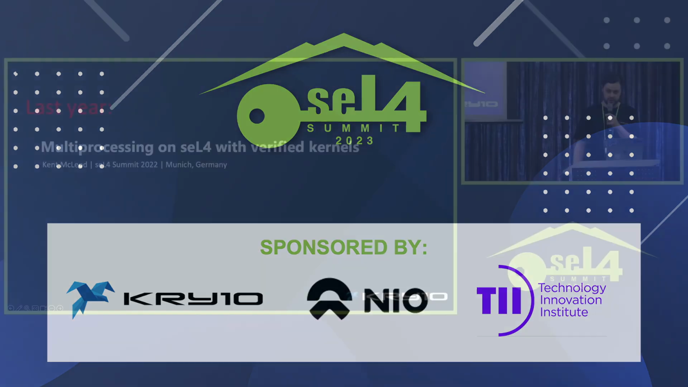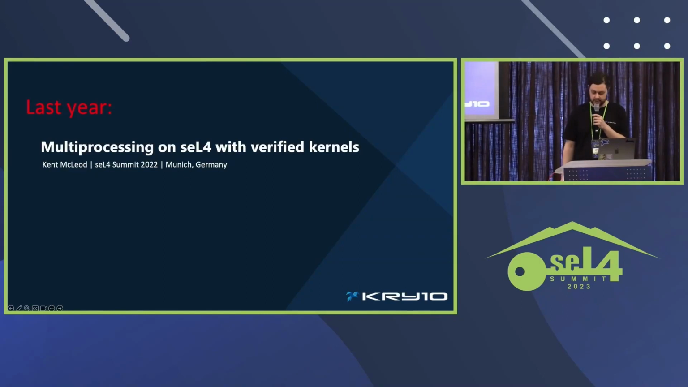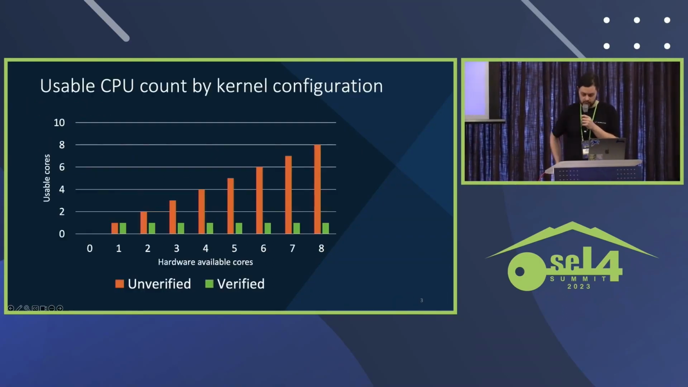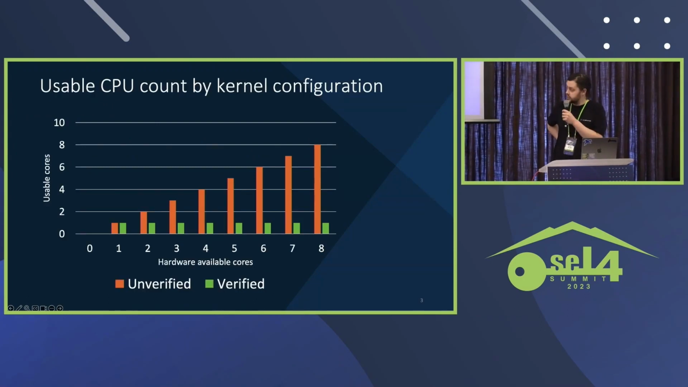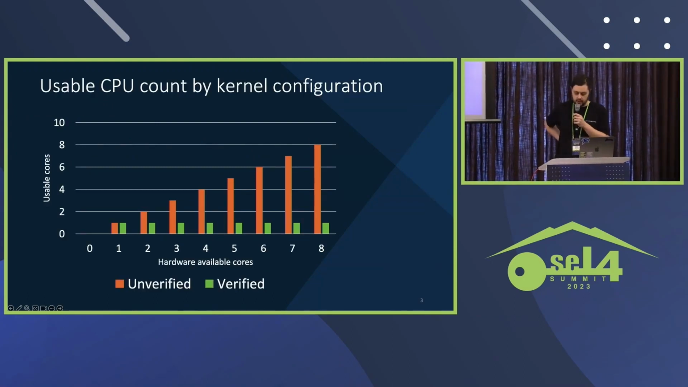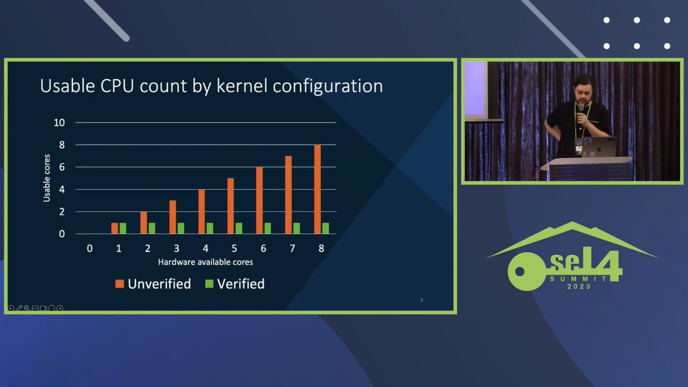Today I'm here to talk to you about SMP virtual machines on verified kernel configurations. Last year at the seL4 Summit, I also talked about multiprocessing on seL4 using verified kernels, and this is somewhat of a sequel. Last year I talked about how more and more hardware platforms are shipping with multiple cores, and applications are requiring more computing power. However, the current state of seL4 restricts high assurance designs that require a verified kernel to running on a single CPU.